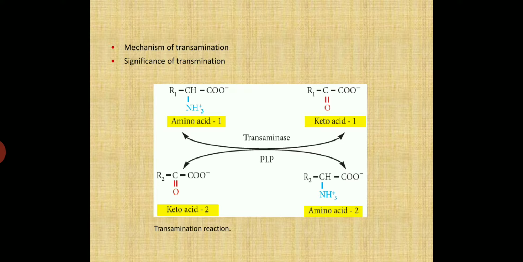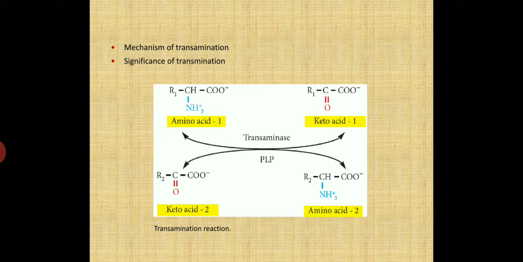So specific transaminases exist for each pair of amino acid and keto acid. More important transaminases are SGOT and SGPT. SGOT means serum glutamate oxaloacetate transaminase, and SGPT means serum glutamate pyruvate transaminase. These two enzymes are also of diagnostic importance and are also called AST and ALT respectively. AST means SGOT, aspartate aminotransferase, and ALT means SGPT, alanine aminotransferase.